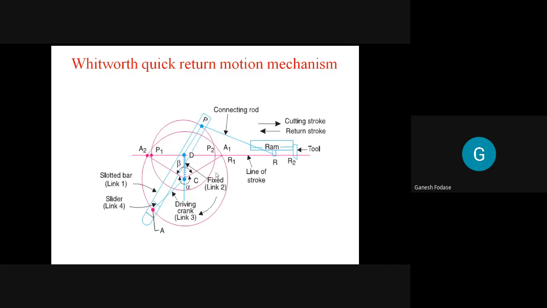So you observe here in this case, as it rotates in the opposite direction, from A1 to A2, the angle turn is more, and hence when it is moving from A1 to A2, it moves from P1 to P2, and this ram is moving from R1 to R2. R1 to R2 means forward stroke. And of course, the angle turn during the forward stroke is more, while the return stroke is A2 to A1, that is R2 to R1, and the angle turn during A2 to A1 is less.